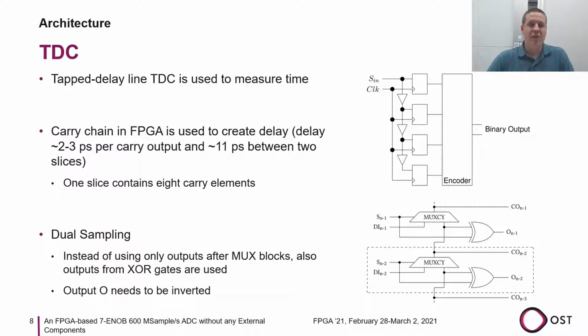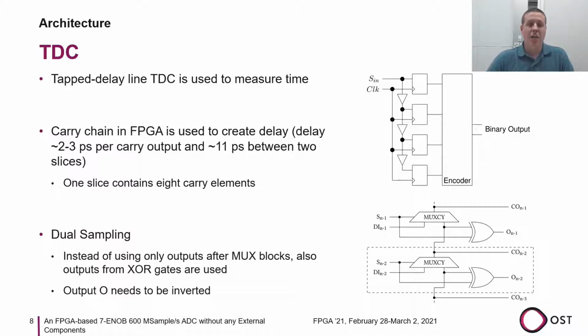The captured state is then further processed by an encoder or, in our architecture, by the edge detector. In the used FPGA, we use the carry chain to form our delay chain. The carry chain consists of multiple carry elements. The structure of such a carry element is shown in the dashed box in the lower right image. Each slice in the FPGA contains 8 carry elements, each of which has a delay of around 2 to 3 picoseconds. The MUX block inside the carry element acts as the delay element. The delay between two slices is around 11 picoseconds.